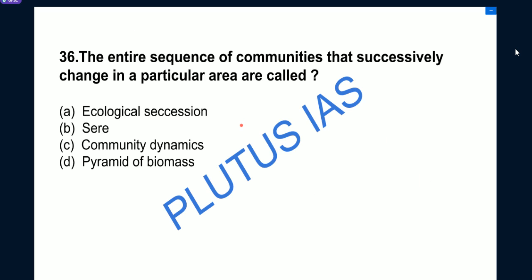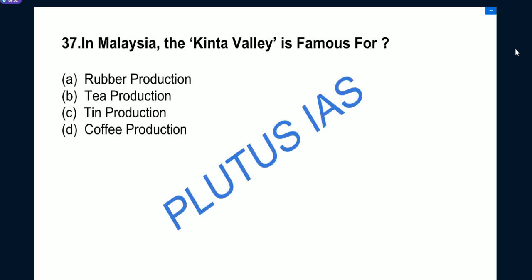The entire sequence of communities that successively change in a particular area is called ecological succession. It is a process of change in species structure of an ecological community over time. And what is this seer? Don't get confused with seer. It is an intermediate stage. Seral is the intermediate stage found in ecological succession when it is moving towards its climax. Okay, then question number 37.